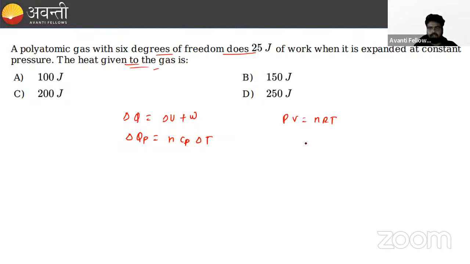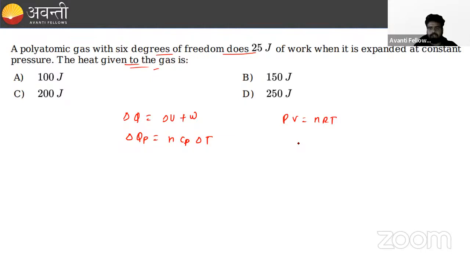And this is given in the problem. The process proceeds at constant pressure. If we differentiate this equation with respect to constant pressure, we can write P delta V equal to nR delta T. Correct? And we know what the work at constant pressure is: P delta V. This can be written as nR delta T. Right. Here the work nR delta T is given as 25 joule, and we have to calculate the value of Cp here.